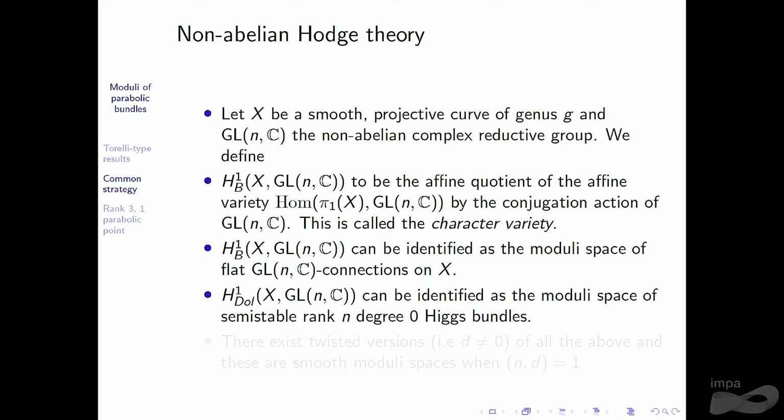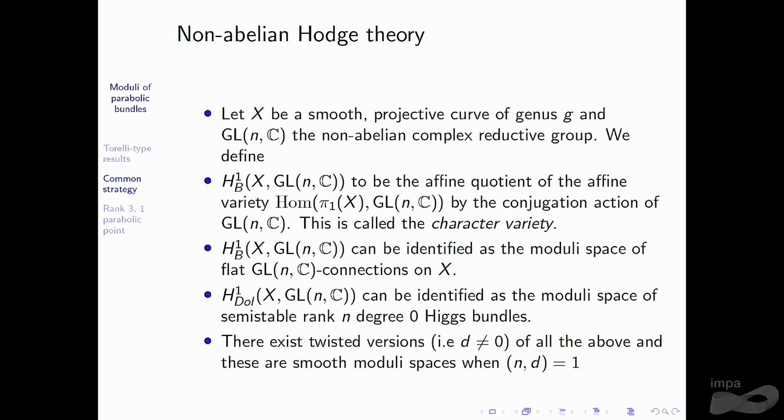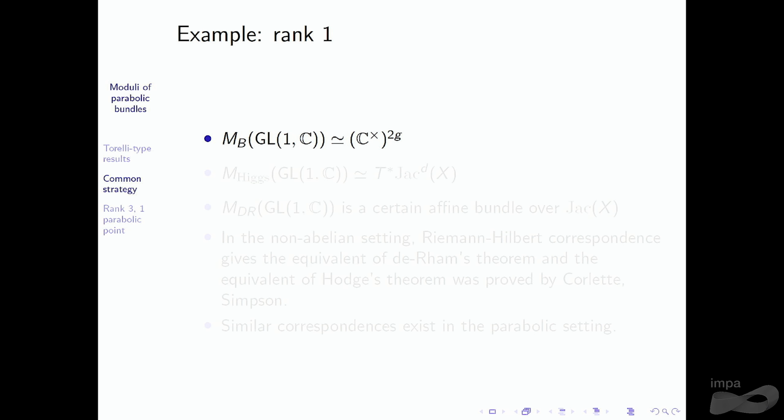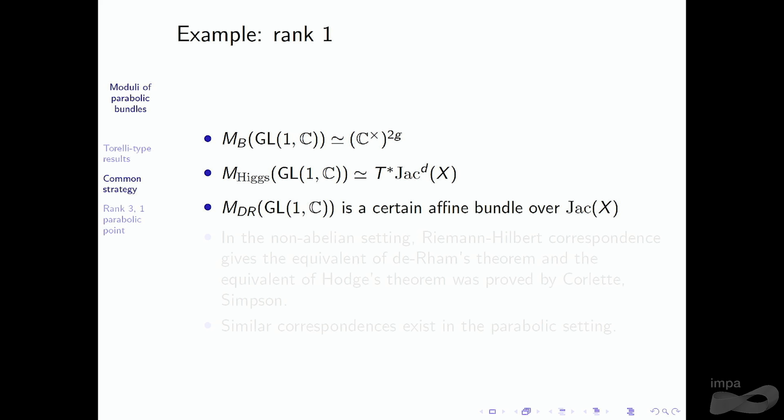And the Dolbeault, in this case, can be identified as the moduli space of semi-stable rank n degree 0 Higgs bundles. Of course, if you want degree not 0, there are also versions of these things, and they're smooth moduli spaces when rank and degree are coprime. So for example, you can think of the Betti as just C star to the power 2g. Higgs is just going to be the cotangent space of the Jacobian, and the de Rham is a certain affine bundle. So this is really not as unnatural as it first looks.